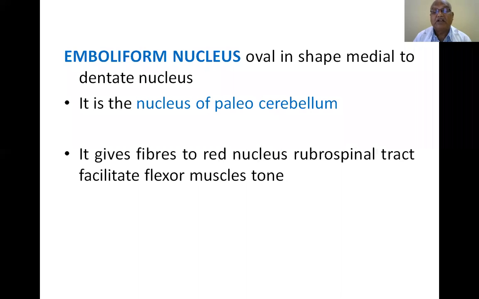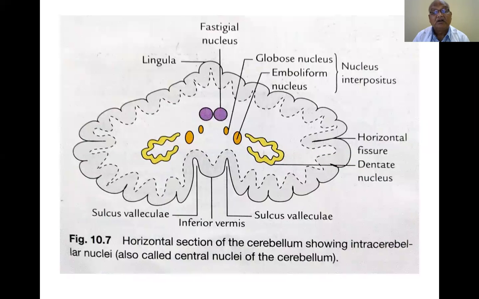Now the emboliform nucleus, wedge in shape, medial to the dentate nucleus. It is the nucleus of the paleocerebellum, the second cerebellum, anterior lobe. It gives fibers to the red nucleus, that is the rubrospinal tract, facilitating flexor muscle tone. So I will show you the emboliform nucleus. This is the emboliform nucleus. It is present in the paleocerebellum. This one is present in the neocerebellum, the modern cerebellum. So this is present in the second cerebellum.